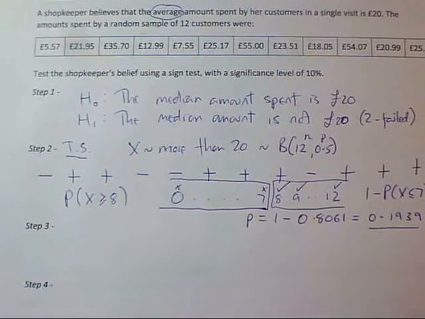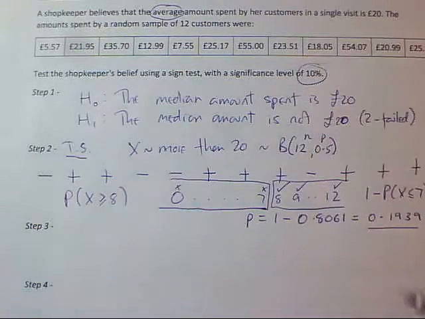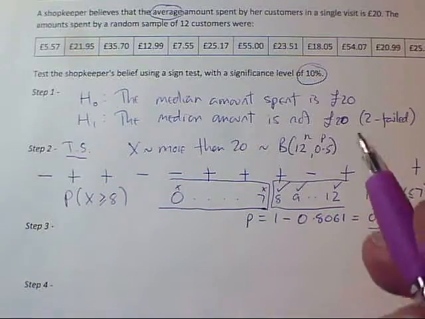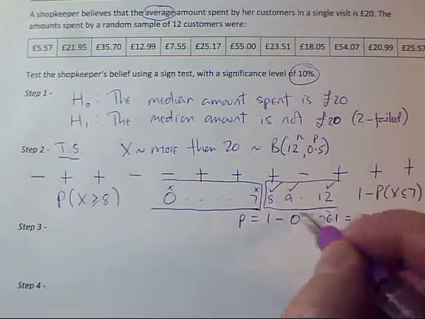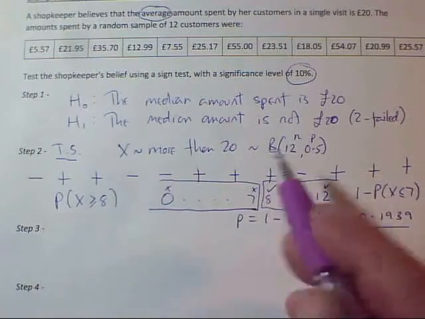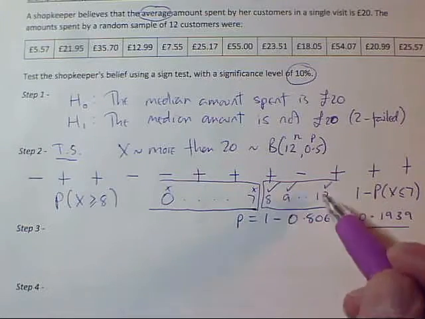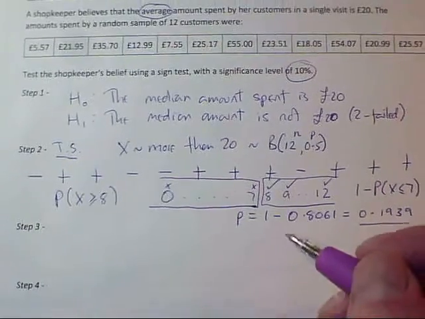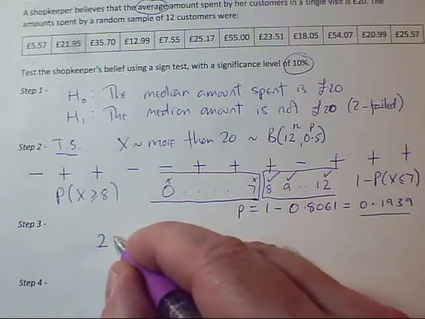I need to do is compare this with the significance level of 10%. But because this is two-tailed, what I've done here is worked out the probability size of the tail that this 8 happens to lie in. This 8 is more than half, so I'm in the top tail. But because it's two-tailed, I need to allow for the bottom tail as well. So I need to compare not this probability, but twice that probability.